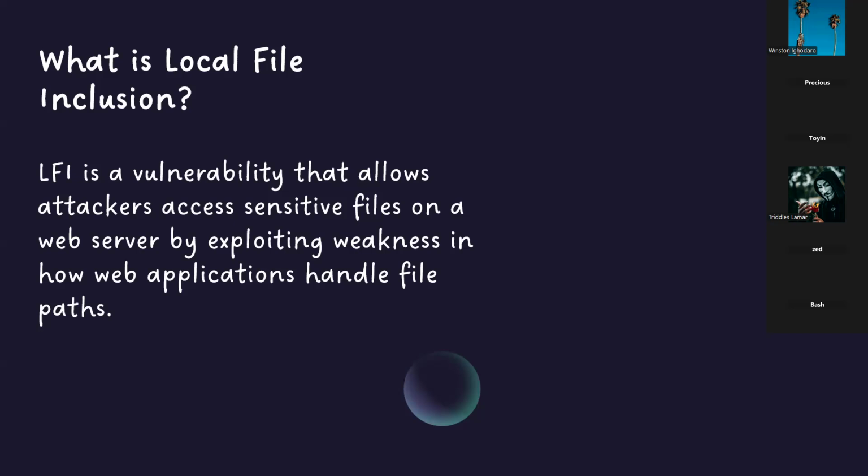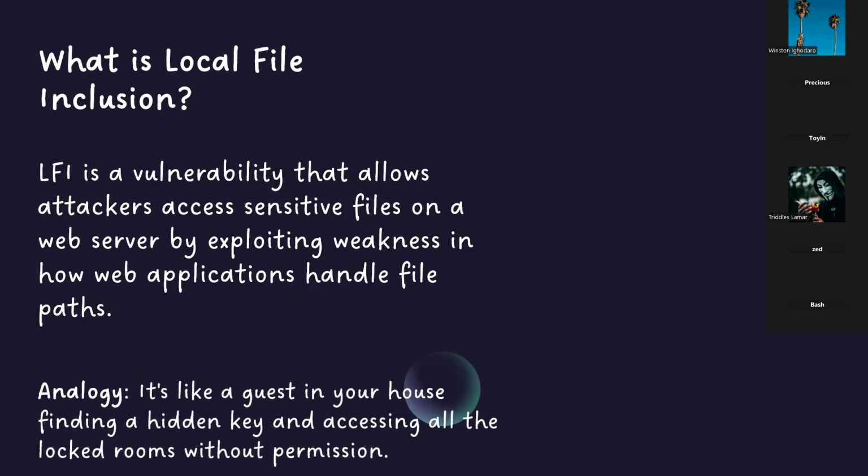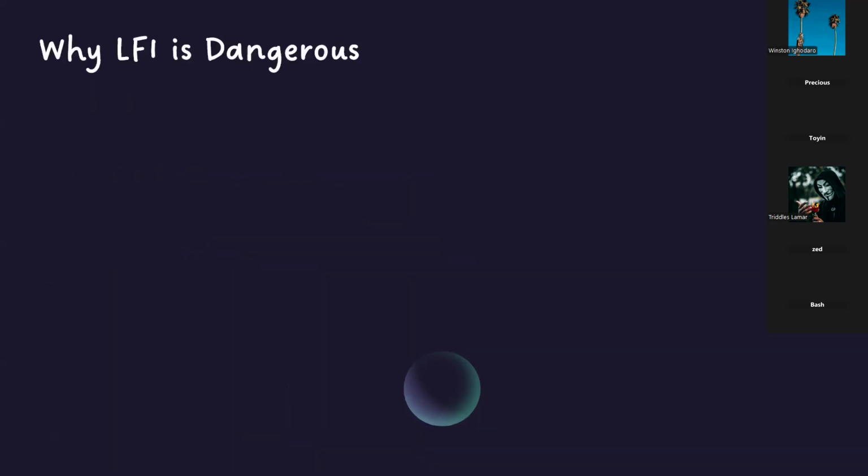So the base definition is what you see right here: a vulnerability that allows attackers to access sensitive files that they're not supposed to access. The basic analogy is a guest in your house finding a hidden key and accessing all the locked rooms without permission. That's just the basic explanation of LFI. So when you hear LFI, this should come to your mind: an attacker accessing sensitive files that they're not supposed to be accessing.